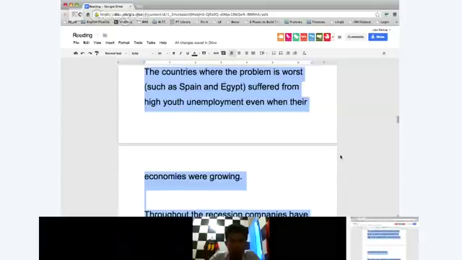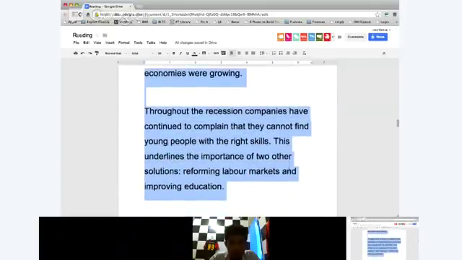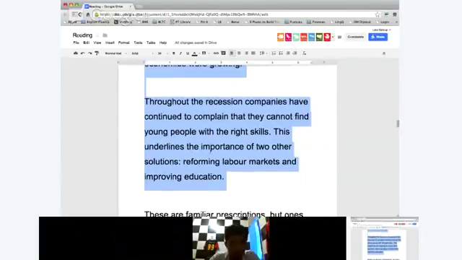The countries where the problem is worse, such as Spain and Egypt, suffer from high youth unemployment even when their economies were growing. Throughout the recessions, companies have continued to complain that they cannot find young people with the right skills. This underlines the importance of two other solutions: reforming labor markets and improving education.